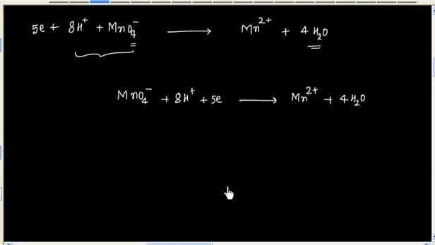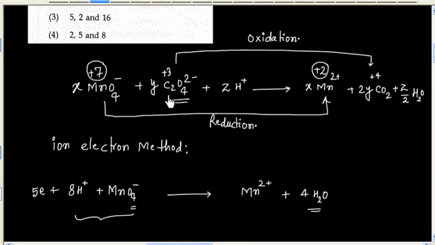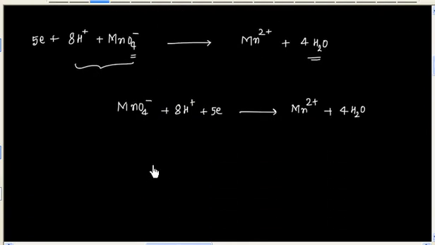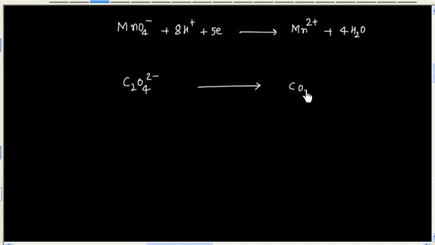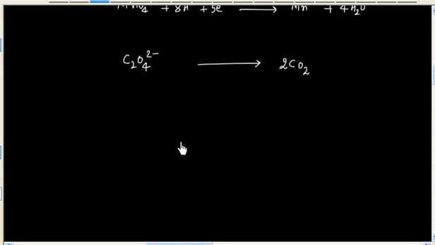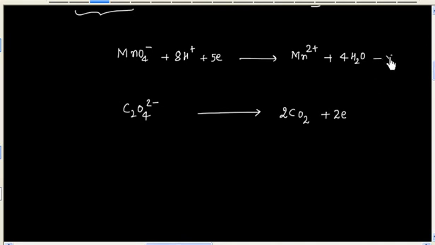Similarly, we can balance the other half, that is C2O4 2- oxalate ion converted into carbon dioxide. We have 2 carbon, so let us multiply by 2. Oxygen is balanced. This side we have 2 negative charge, so let us add 2 electrons. Now we have to cancel electrons, so we can multiply this equation by 2 and this equation by 5.